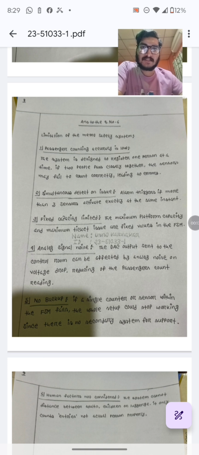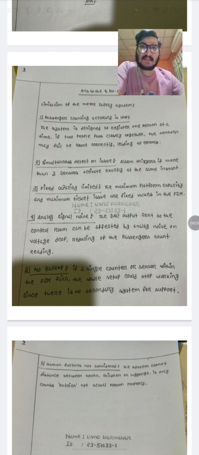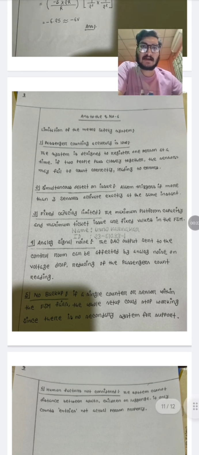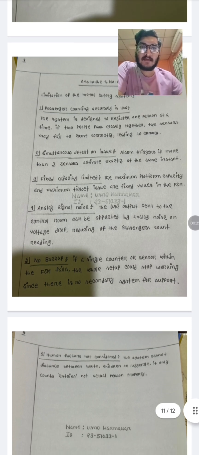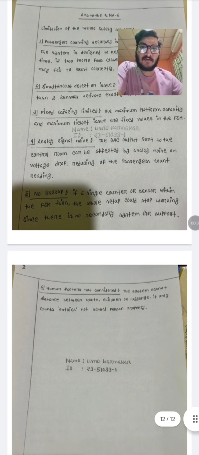In the last question, I will talk about limitation of the metro safety system. There are 6 parts using in this system. Passenger counting accuracy is low, fixed capacity limited, analog signal noise, no backup, women factors not considered.